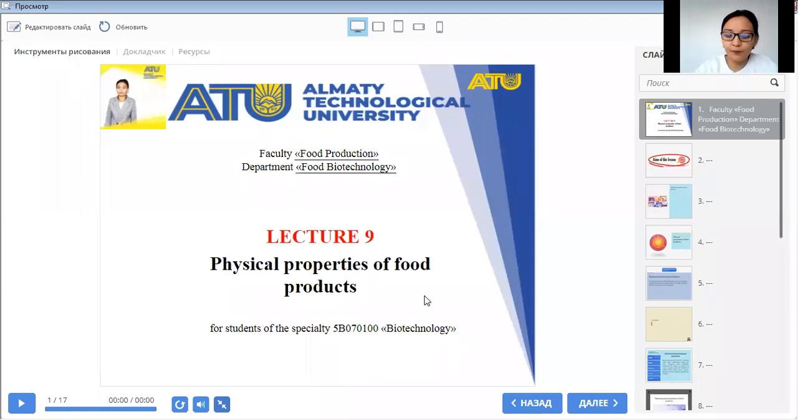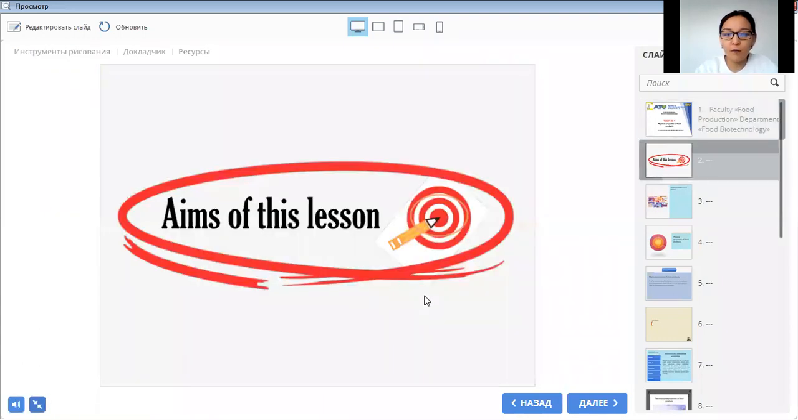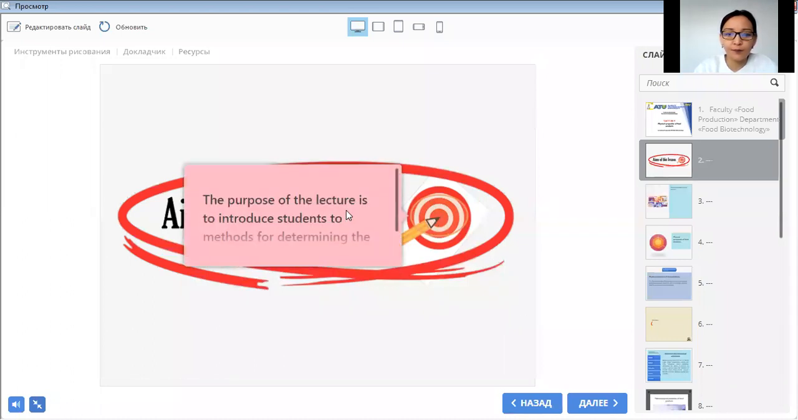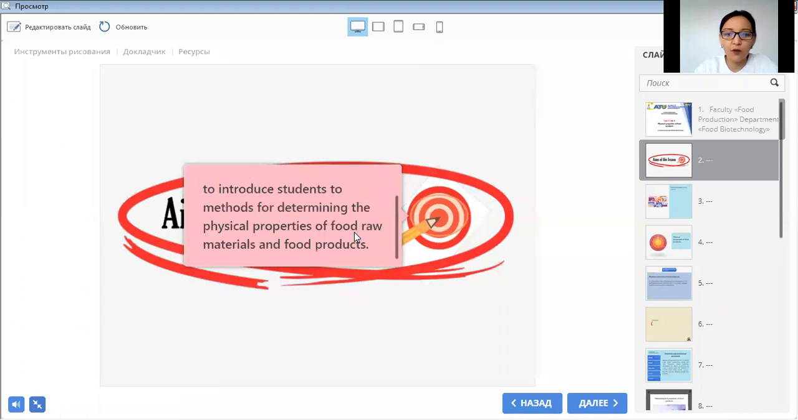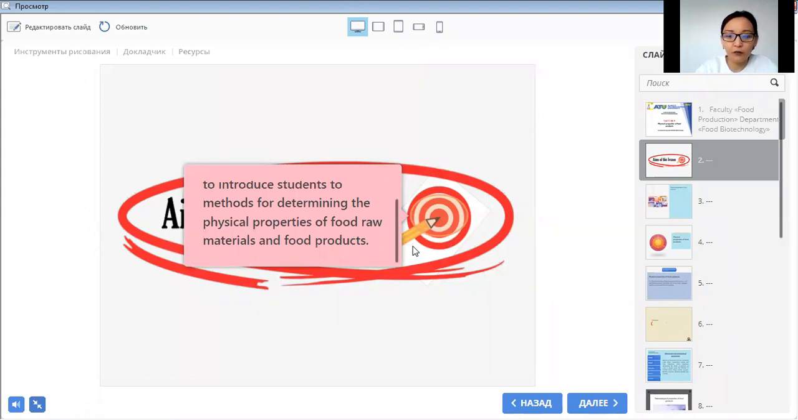And the aim of this lesson is to introduce you to methods for determining the physical properties of food raw materials and the food products.